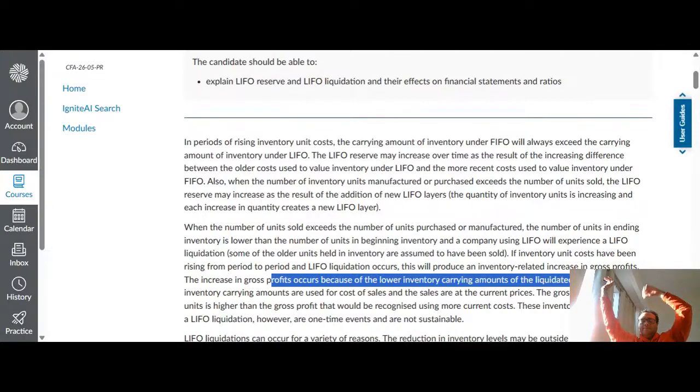Let's take an example. Let's say gold. Last year the amount was 100 and this year the amount is rupees 150.